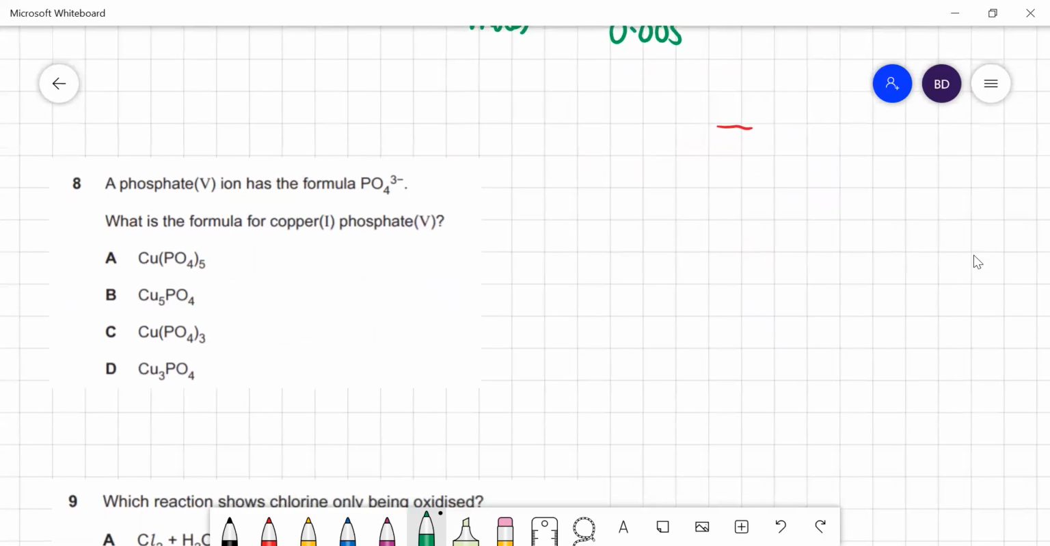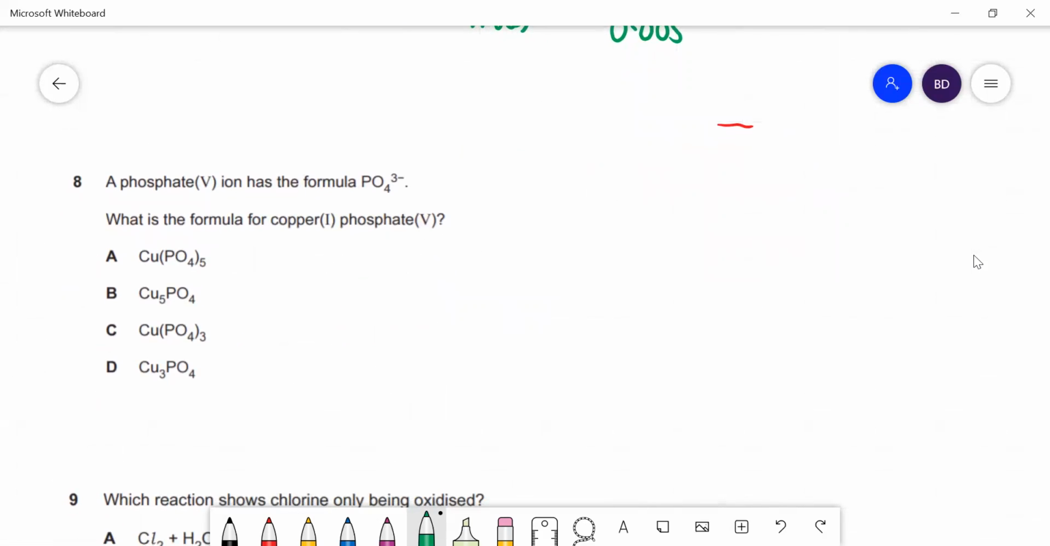Okay, a phosphate 5 ion has that formula, PO4 3 minus. What's the formula for copper 1 phosphate? Right, in copper 1, we have the 1 plus ion. So that means we're going to need 3 coppers for every 1 phosphate ion. So the formula is Cu3PO4. And there we have that one there, D.